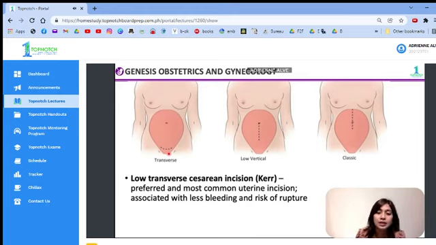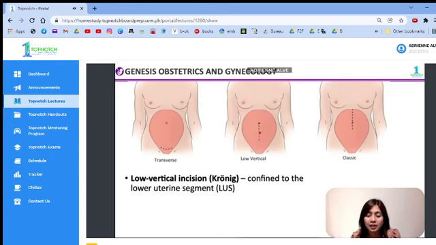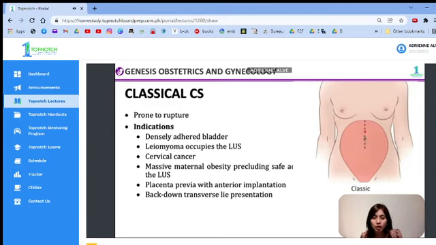Now, if you have a low transverse, it means that you have a low vertical. Okay? So low vertical, same lang din siya, sa lower uterine segment siya, but it is in a vertical orientation, yung pagkaktat namin ng scar. Now, the other common uterine scar is your classical cesarean section scar. Okay. So, sa classical CS, above na siya ng lower uterine segment.